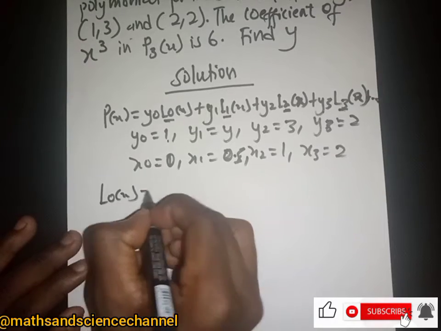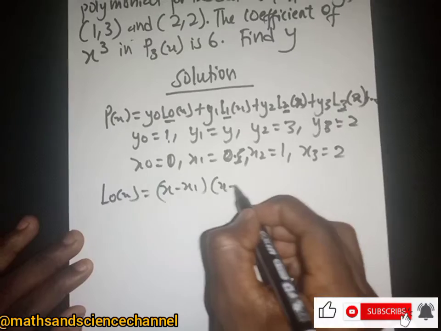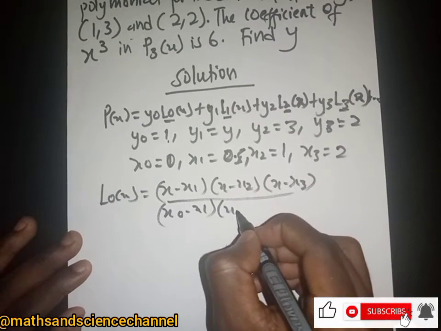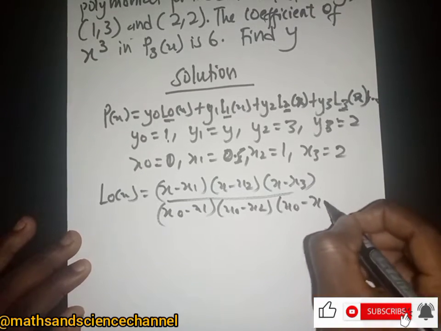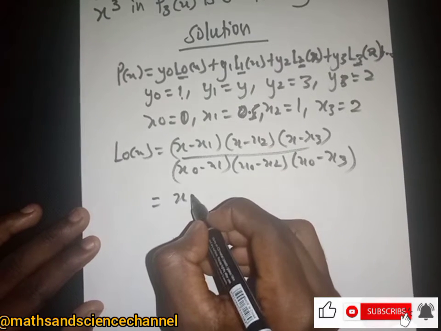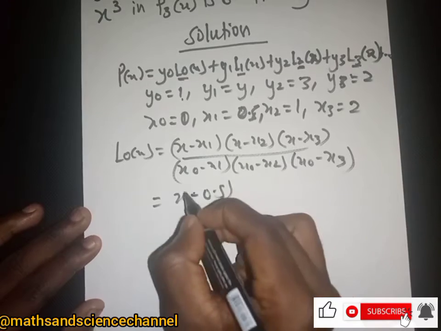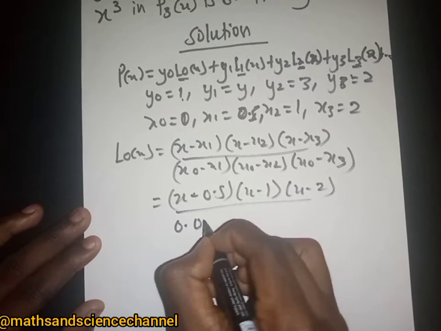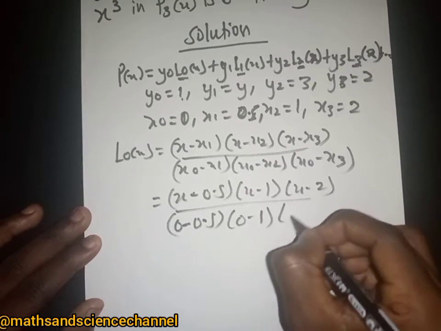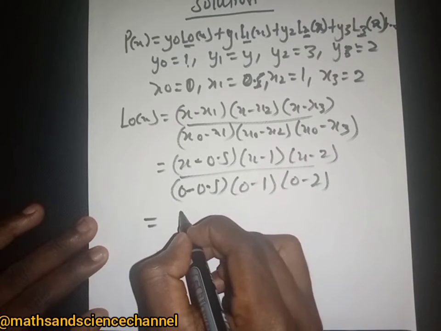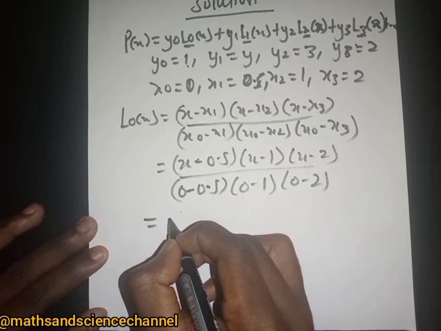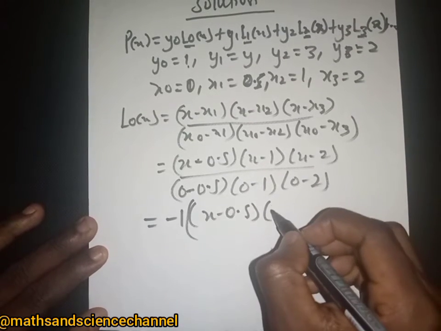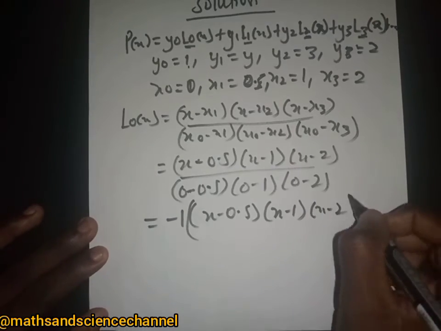So l0 here is given by x minus x1, x minus x2, and also x minus x3, being divided by x0 minus x1, x0 minus x2, then also x0 minus x3. When we substitute the values in, we get x minus 0.5, x minus 1, and x minus 2, being divided by 0 minus 0.5, 0 minus 1, and 0 minus 2. When we compute this, we should get negative 1 here, and we'll still have our x minus 0.5, x minus 1, and also x minus 2. That will be for l0.